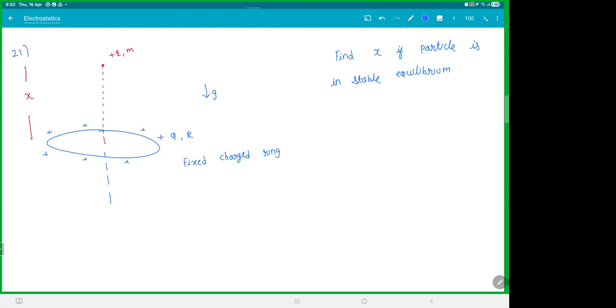But what is this word stable equilibrium? Like, think. I'll give you a minute or two.